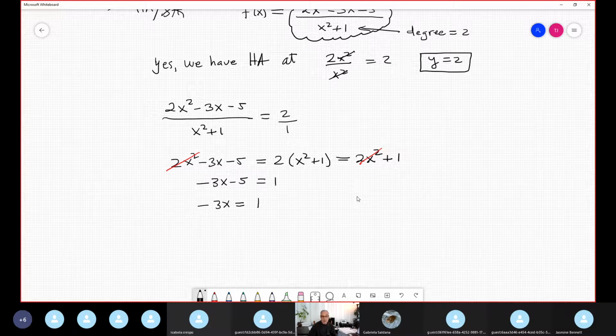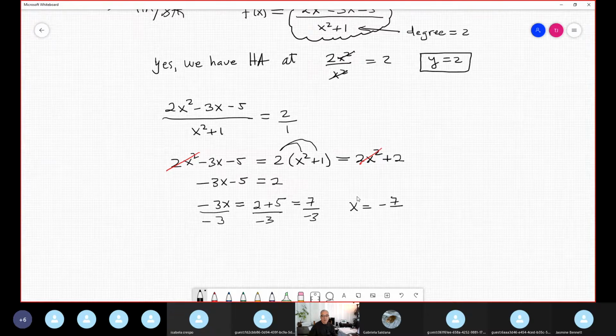I made a mistake here. This is 2, no? Because you apply the distributive property, and multiply this times this, and multiply this times this. So this is 2. Then 2 plus 5, which is 7, divided by negative 3. The answer is x equal to minus 7 over 3.